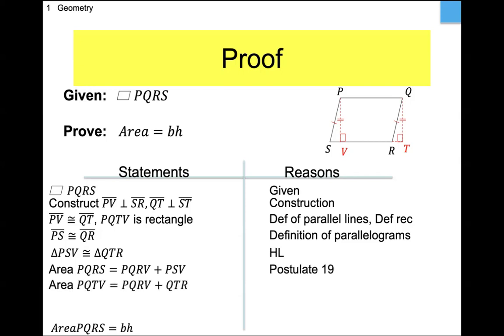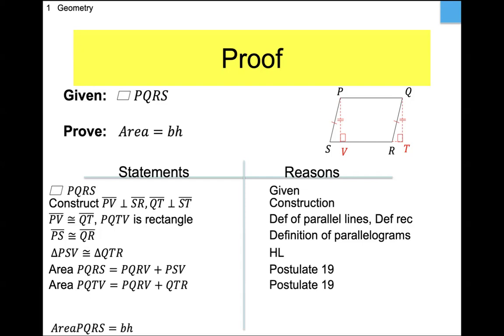I'm going to do the same thing, just on the other side. So I'm going to go to PQTV. That's the rectangle itself. The rectangle is made up of PQRV. Hey, look, that's the same thing I just said above. Plus now the triangle on the right. Once again, that's postulate 19.